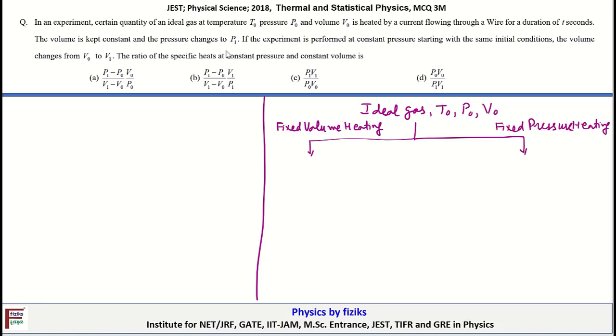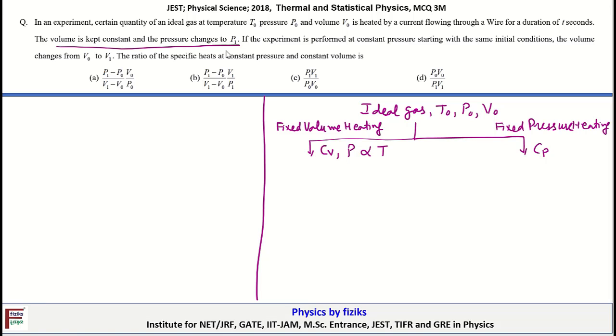So the point is that for the same duration of time, the same current is flowing through the wire, but the conditions are different. In fixed volume heating we must make use of CV, and here we must make use of CP. Because it's an ideal gas, for fixed volume heating, pressure will be proportional to temperature. So in the first case, when volume is kept constant, the pressure changes to P1. Initially the pressure and temperature are P0 and T0, and now the corresponding change in the pressure is P1.